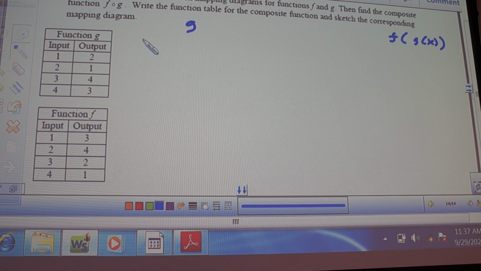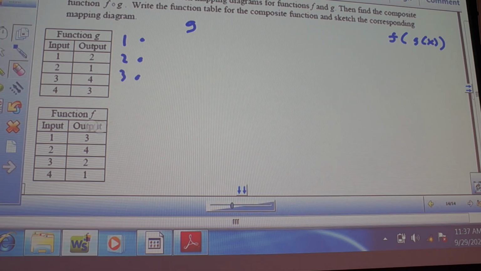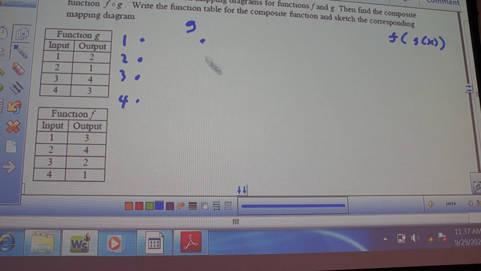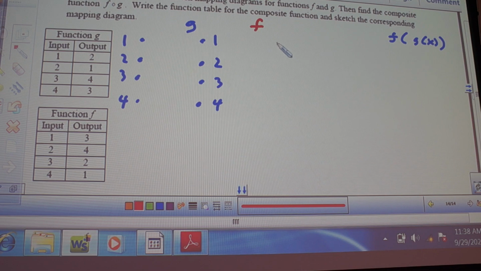All right, now you have 4. 1, 2, 3, 4. And then you're going to have f. 1, 2, 3, 4. And then over here you'll have your f of g of x. The summary.